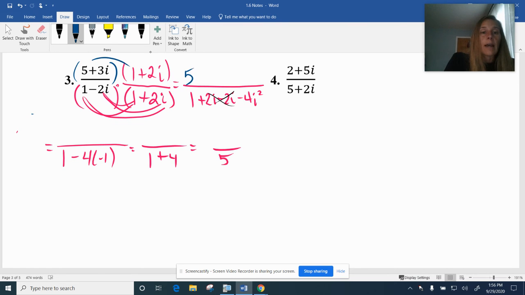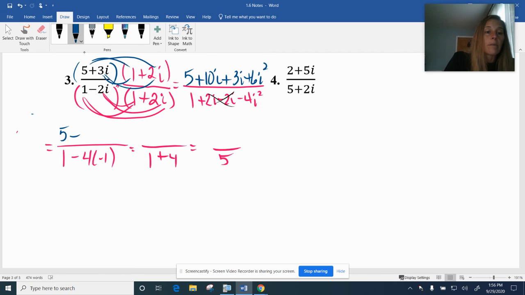Then on the top, I get 5, plus 10i, plus 3i, plus 6i squared. So 5, my two like terms in the middle give me a 13i in the middle, plus 6 times -1. So 5 plus 13i minus 6, and of course 5 minus 6 is -1.